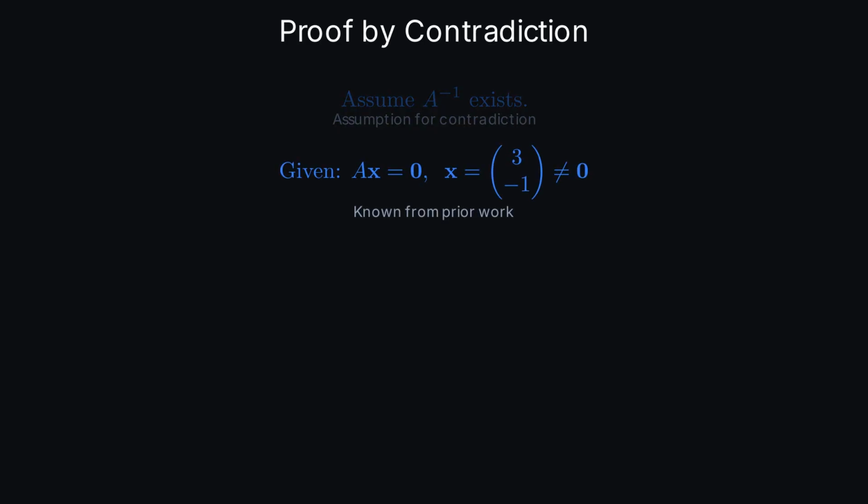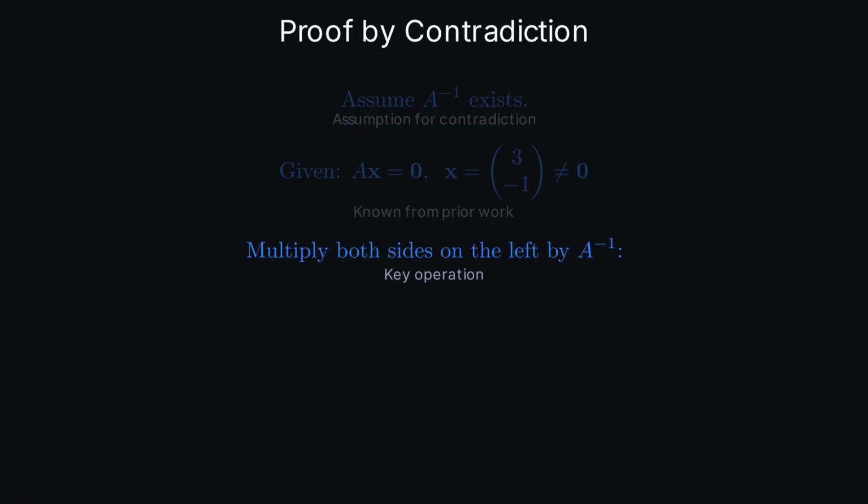Now we make this airtight with a proof by contradiction. Suppose A inverse exists. We've established that A times x equals 0, where x equals the vector (3, -1), a non-zero vector. Now multiply both sides of this equation on the left by A inverse. On the left side, we get A inverse times the quantity Ax. On the right side, A inverse times the 0 vector is just 0. So we have A inverse times Ax equals A inverse times 0.